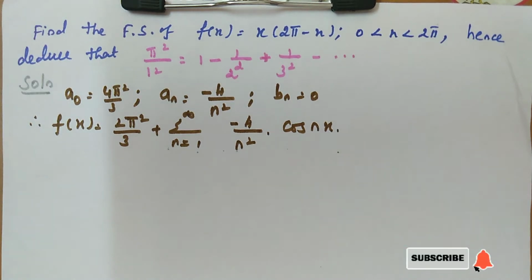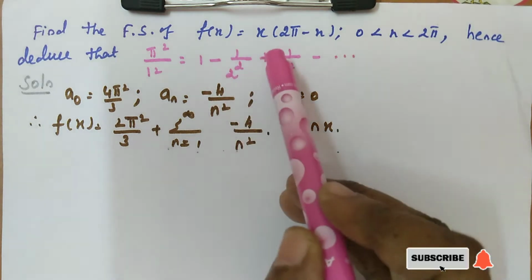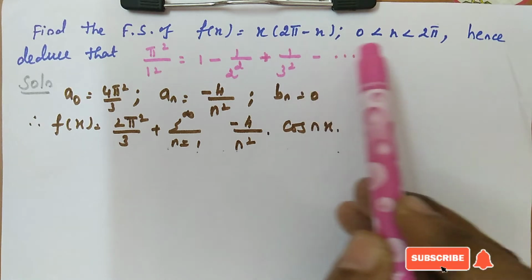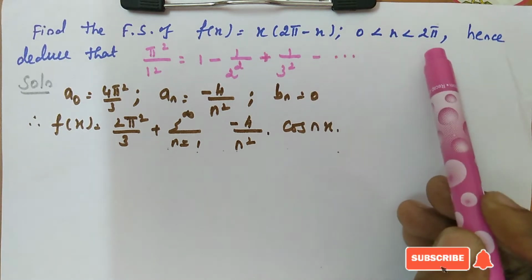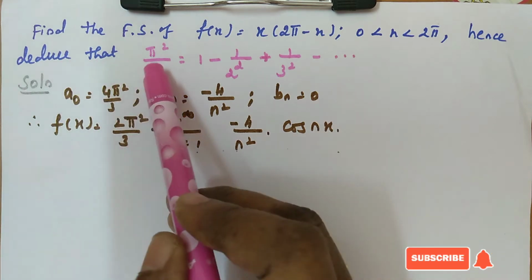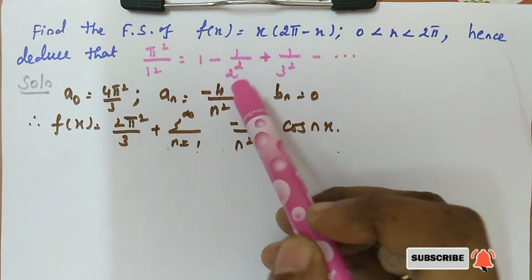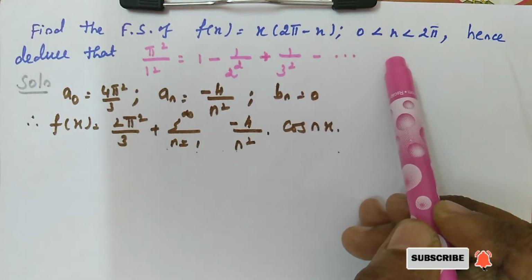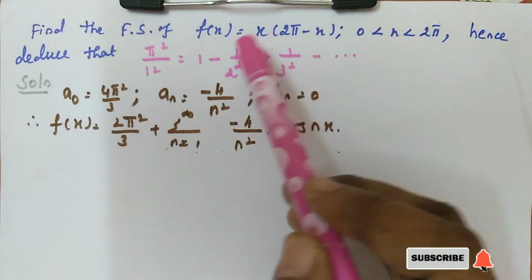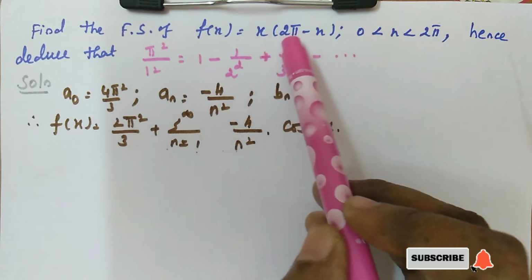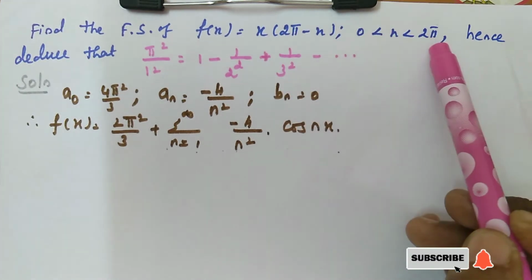In this video, we are going to see a problem under Fourier series with the deduction part. Question is, find the Fourier series of f of x is equal to x into 2 pi minus x such that 0 less than x less than 2 pi. Hence, deduce that pi square by 12 equal to 1 minus 1 by 2 square plus 1 by 3 square, etc. This is what the question. The f of x is equal to x into 2 pi minus x with the limit 0 to 2 pi.